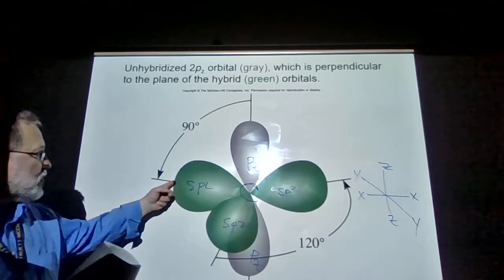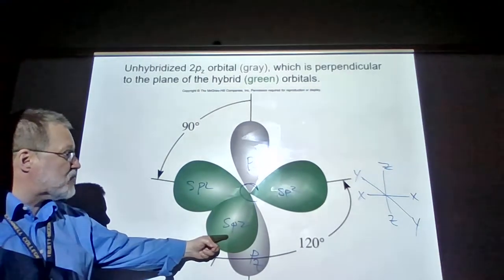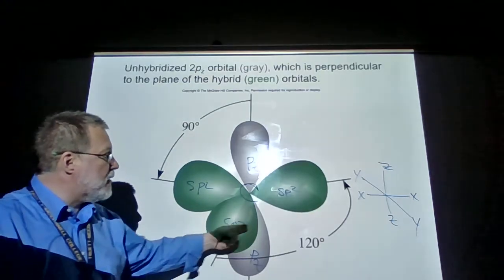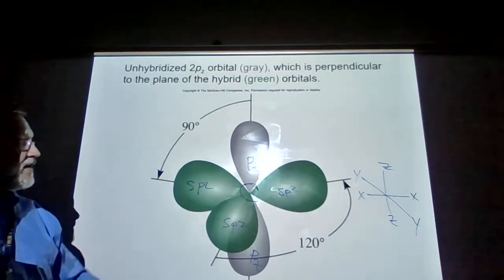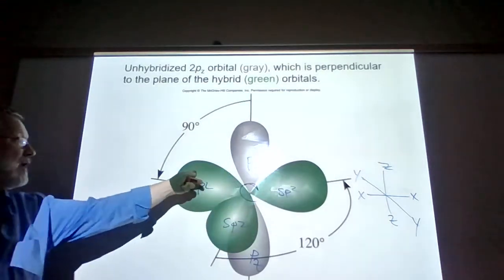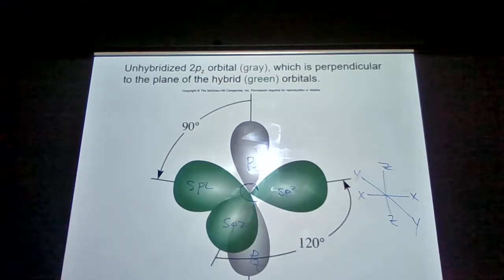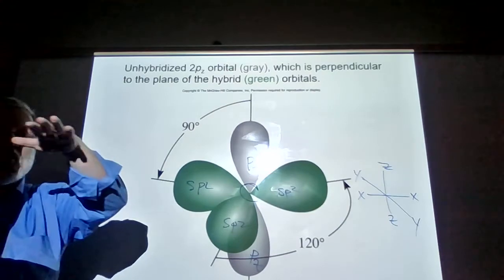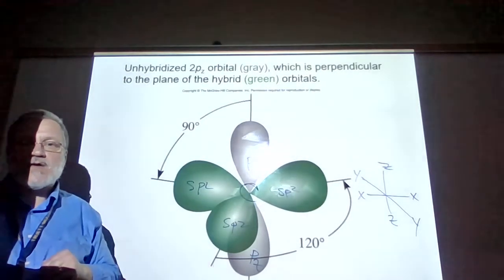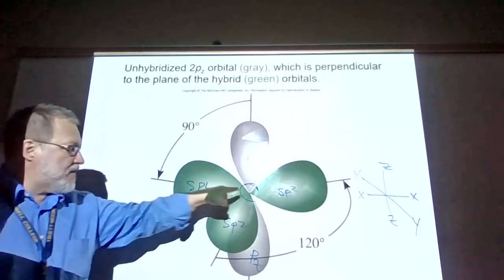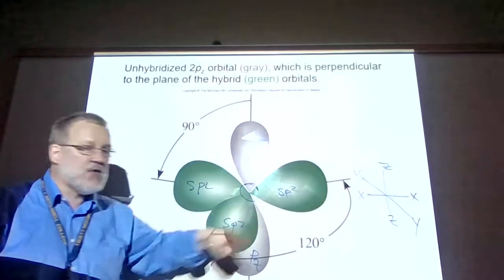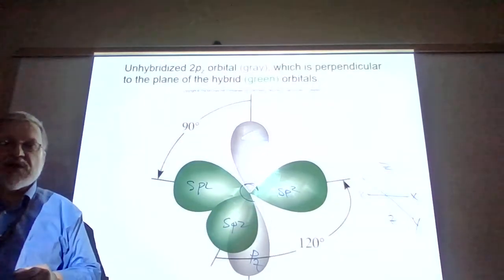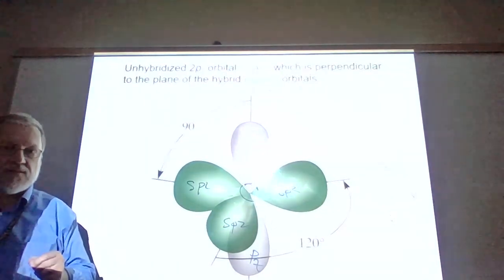Bond angles between this orbital and this orbital is 120 degrees. Between here and here, 120 degrees. Between here and here, 120 degrees. This means that these orbitals are all trigonal planar with respect to one another. So this center carbon atom and these three green orbitals have a trigonal planar arrangement.